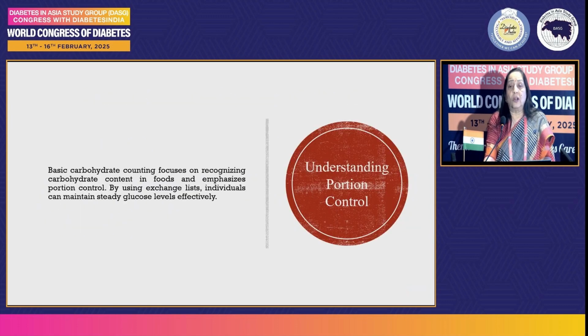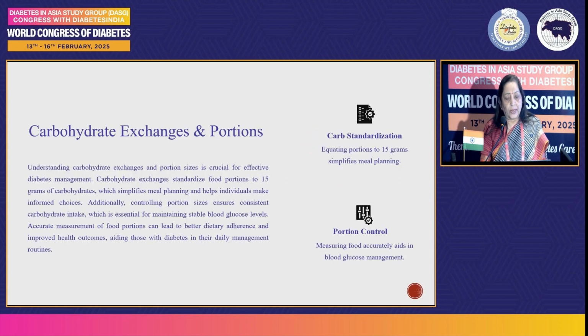Now, portion control is the most important, because the patient says that we are eating, but what is the portion? So always emphasize portion control for carbohydrate counting, the carbohydrate exchange list and the portion control. It will help the patient to count the accurate carbohydrates.